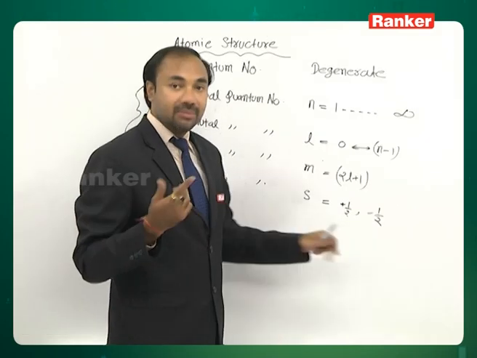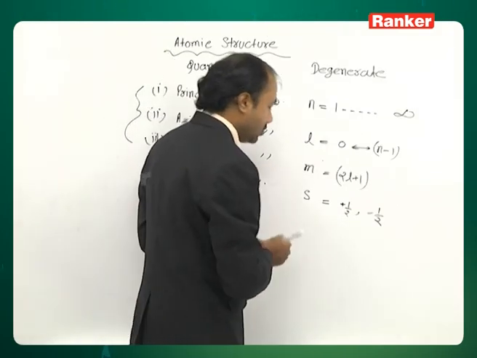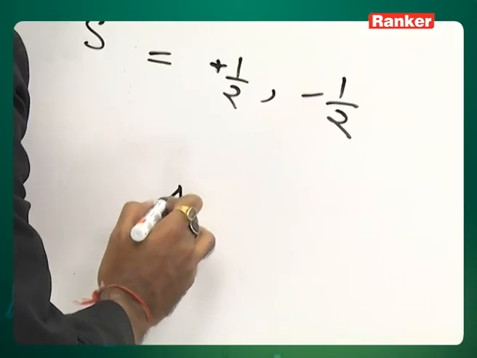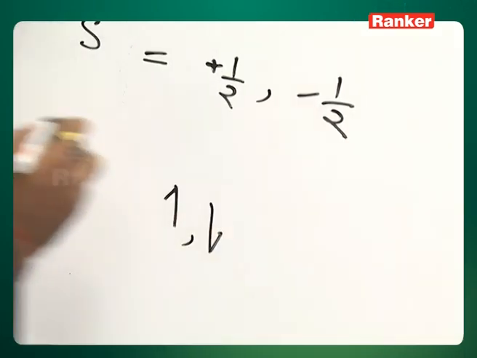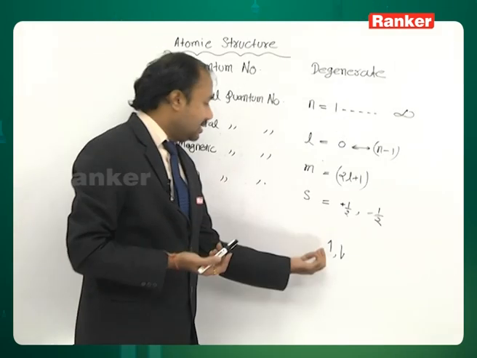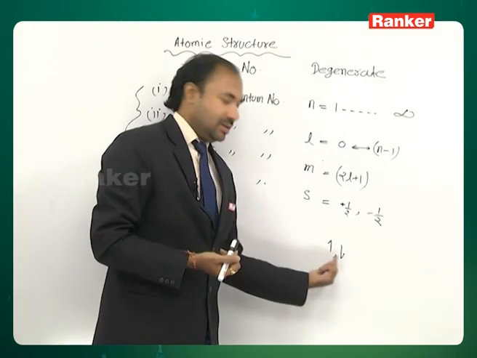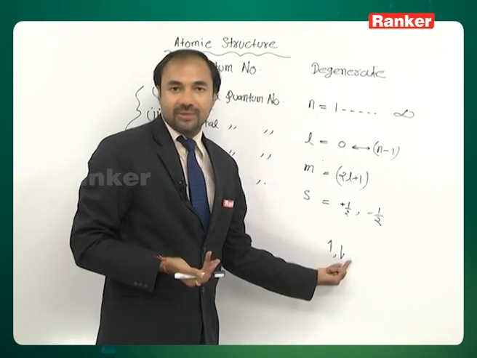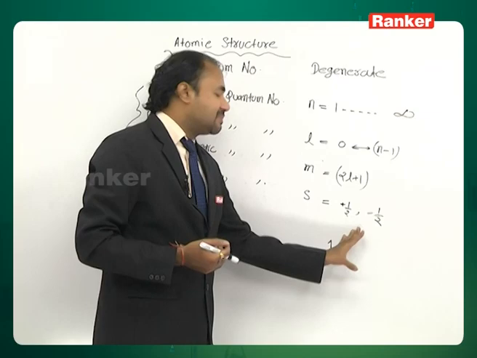Similarly, we show them with signs also. One of them is shown with an upward arrow, the other one is shown by a downward arrow. Again, if this is clockwise, then this will be anti-clockwise, and if this is anti-clockwise, then this will be clockwise. Right? So, this is spin quantum number.